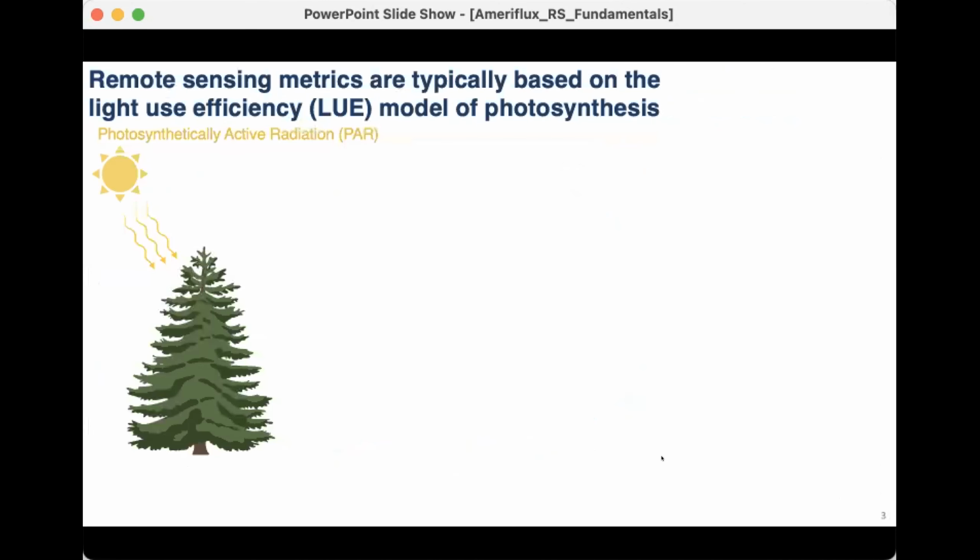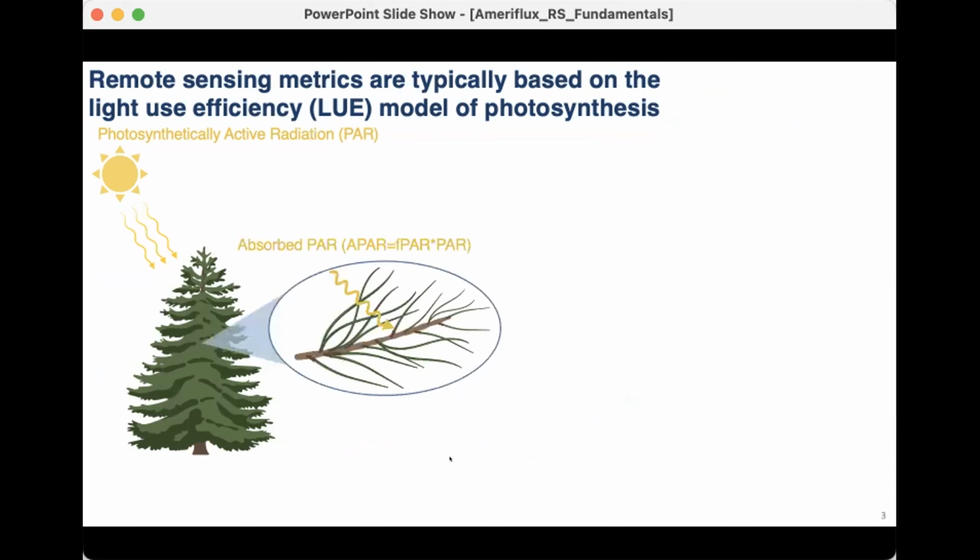Okay, so remote sensing metrics are typically based on the light use efficiency model of photosynthesis. And I'll relate that to GPP here. So plants absorb photosynthetically active radiation from the sun. A portion of that is absorbed by chlorophyll in a plant's leaves, or in this schematic, needles. So that's the absorbed PAR, APAR, which is just the fraction of incoming light times the total light.